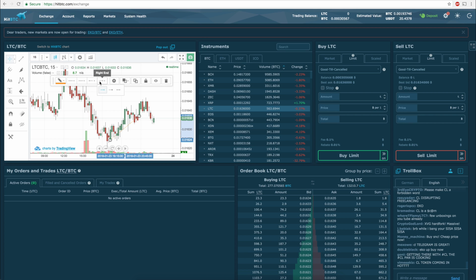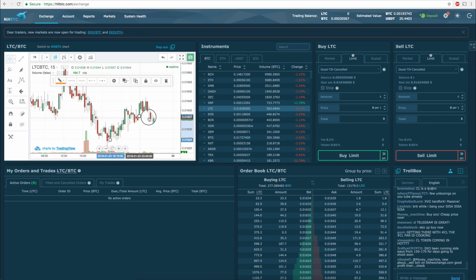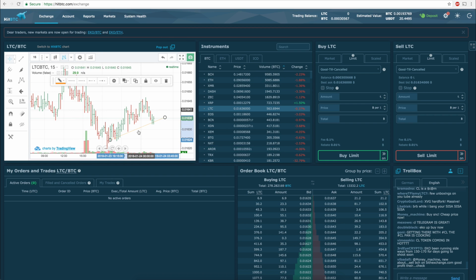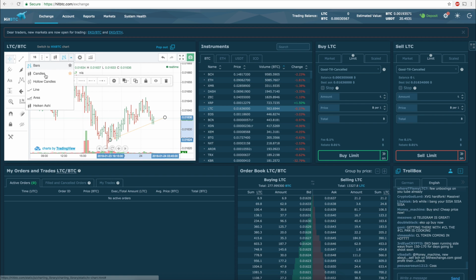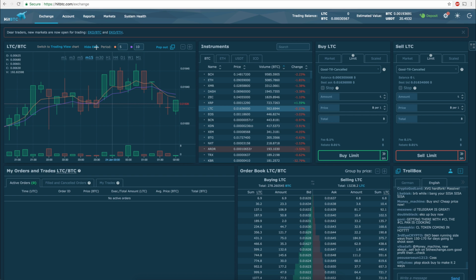So like the right end could go on forever, and you can really move these around. So this is just the basics, and I can show you the rest later. And you can switch between different bars, candles, hollow candles, line areas, and basically all the other tools. So this is a very good way to look at the charts, but I'm just gonna switch to the main one for now.